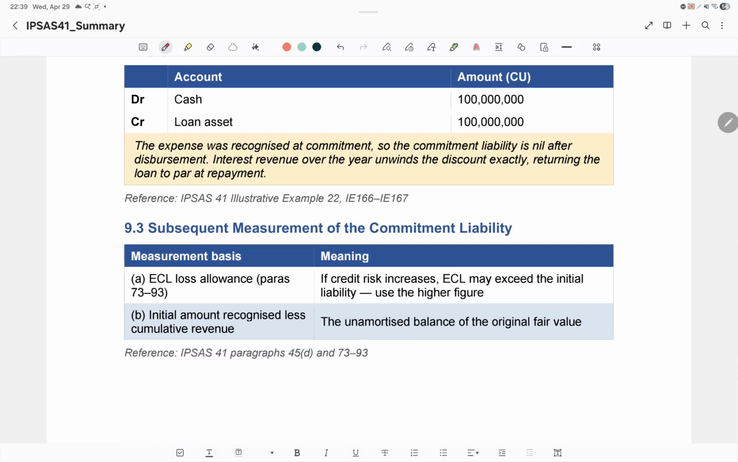Subsequent measurement of the commitment liability. Measurement basis: ECL, loss allowance. If credit risk increases, ECL may exceed the initial liability, so use the higher figure. Otherwise, the initial amount recognized less cumulative revenue. If the commitment was 5 million, for example, it is the initial amount recognized less cumulative revenue.